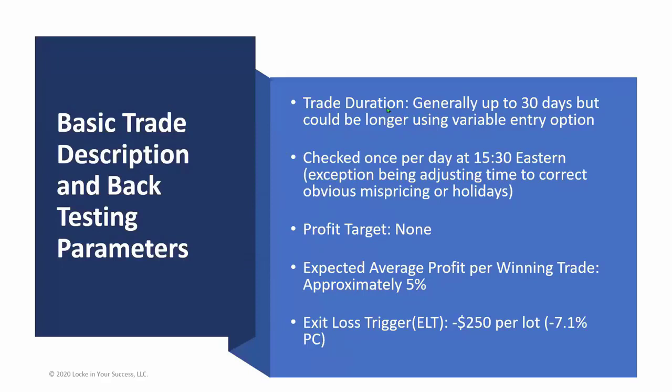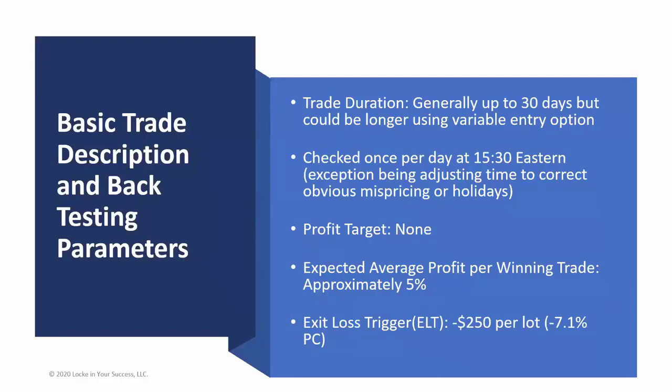Our trade duration is going to be generally up to 30 days. In other words, we may end up exiting early, but it could be longer or shorter actually when we're using our variable entry date option. And I'm going to show an example of each of those. This strategy is checked once per day at 3:30 Eastern Time.